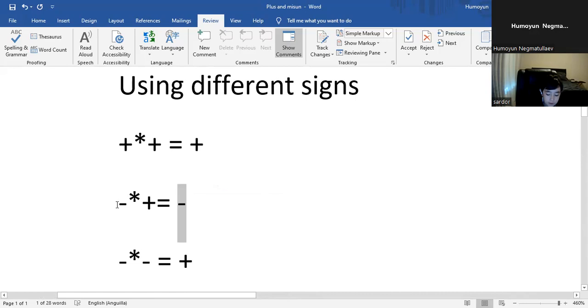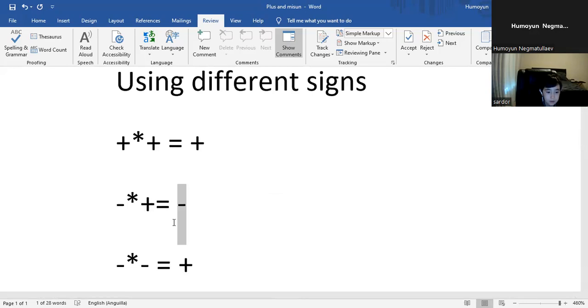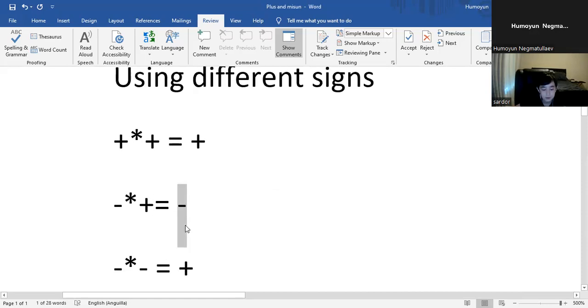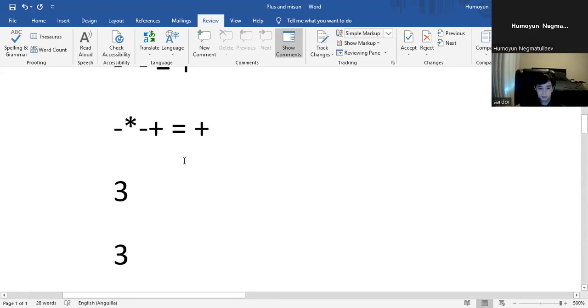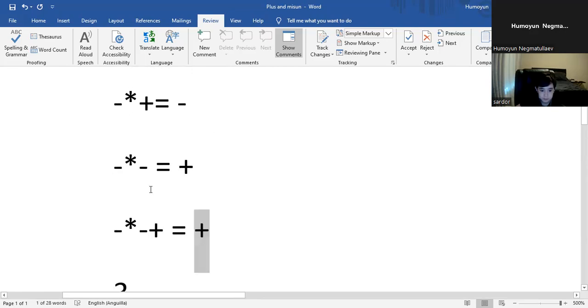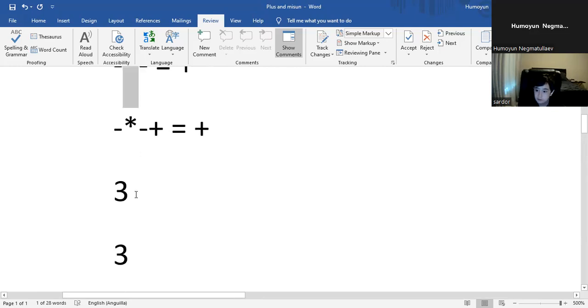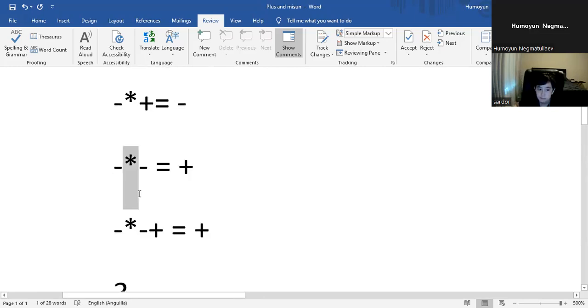If you see minus multiplied by plus, then the result is going to be minus. What kind of sign is that? It's a negative sign, minus. And what is this sign? Plus. This is multiplication. Okay, you understand this?